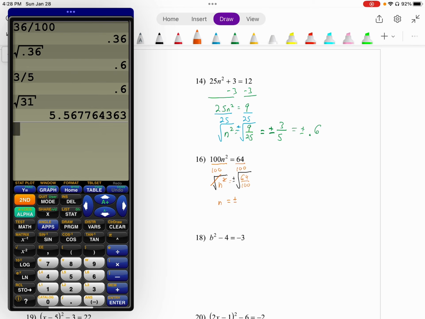Remember, when we do the square root of a fraction, we can do the square root of the numerator. The square root of 64 is 8 over the square root of the denominator. The square root of 100 is 10. However, I also notice we can reduce these by 2. So 2 goes into 8 4 times, and 2 goes into 10 5 times. So we have plus or minus 4/5. Again, we could change to a decimal. That 4 divided by 5 is 0.8.